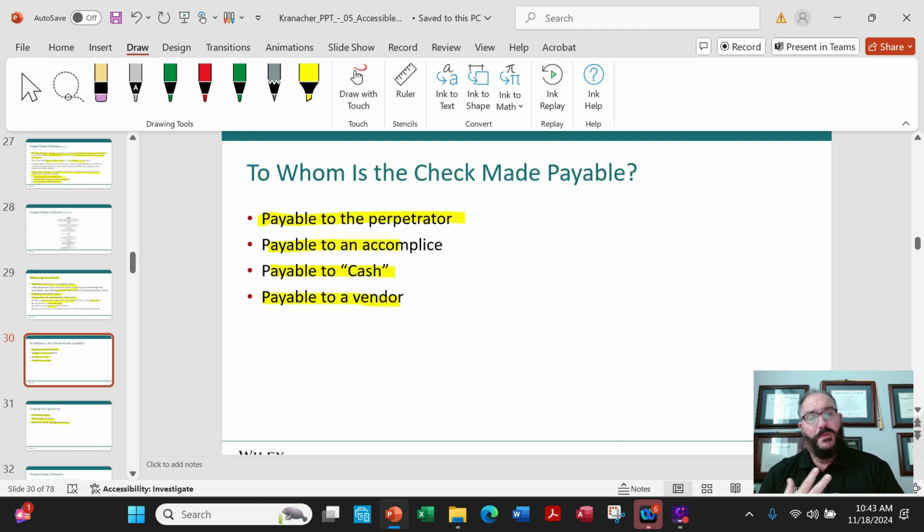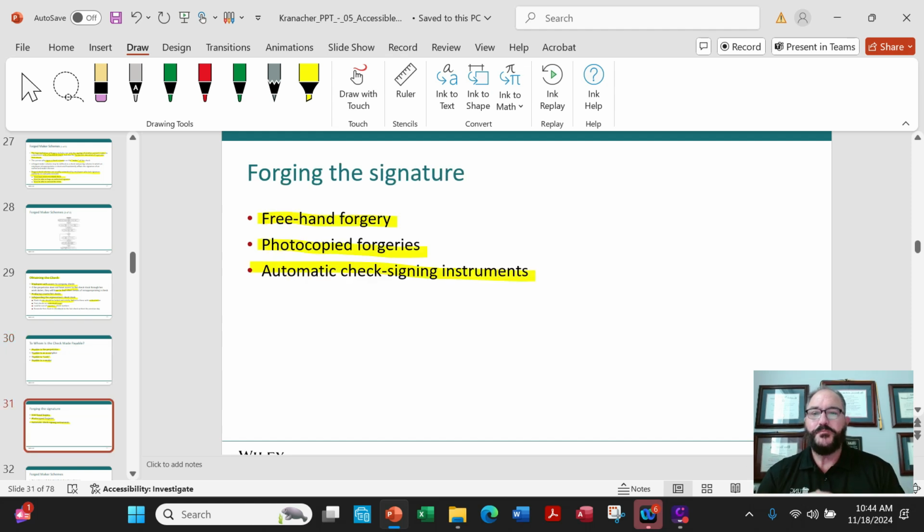So, by the way, how would they do this? They can make it payable to themselves, which I have to tell you, that's pretty crazy. To an accomplice, which is crazy for them. To cash, or payable to a vendor. Usually creating a vendor and sending it around that way is the way a lot of folks do this, okay?